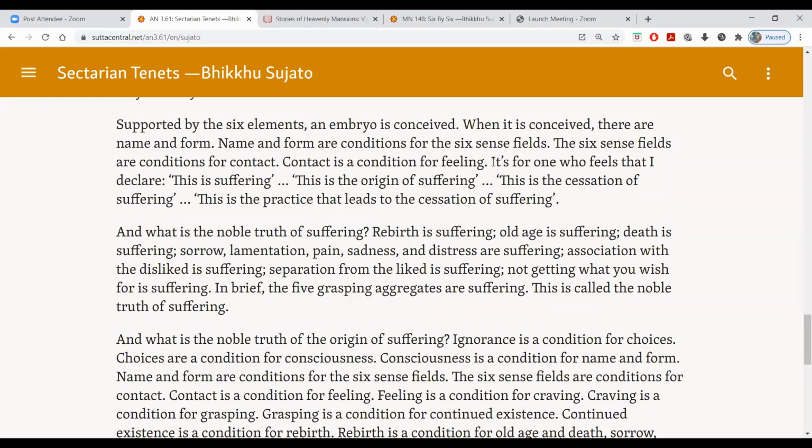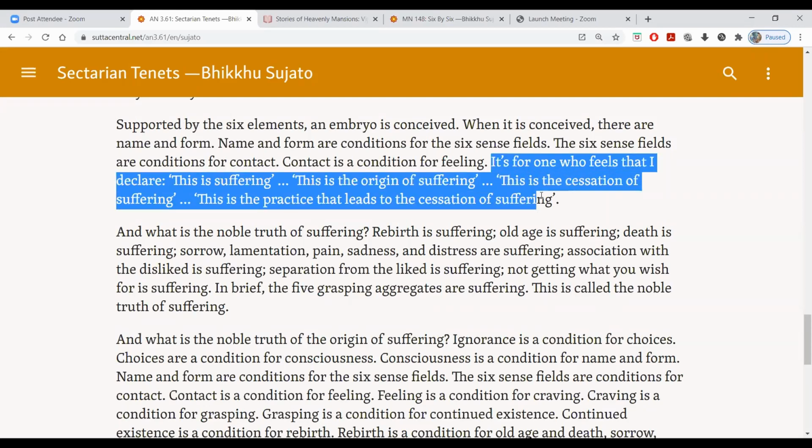Now, for a moment, let's go here. Remember we discussed the feeling, how our entire world is governed by three types of feelings? It is explained here. It is for one who feels that I declare this is suffering, this is the origin of suffering, this is the cessation of suffering, this is the practice that leads to the cessation of suffering. Can you see how feeling plays a major role in these Four Noble Truths? Yes, Bhante. That is repeated here again, right?